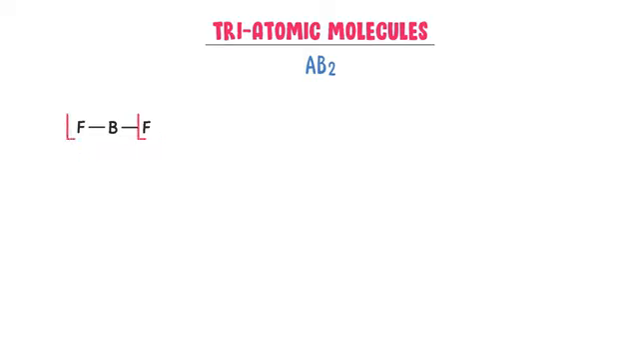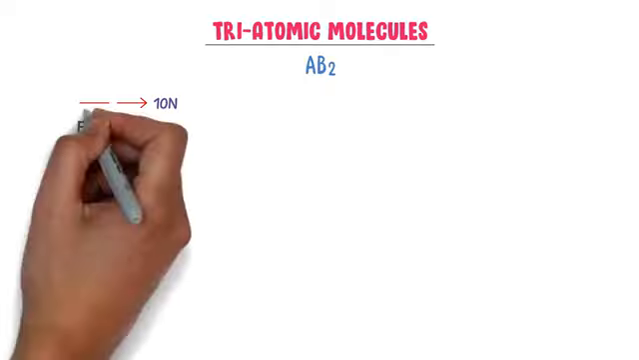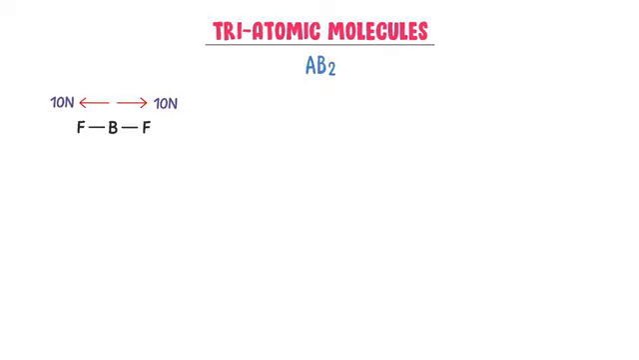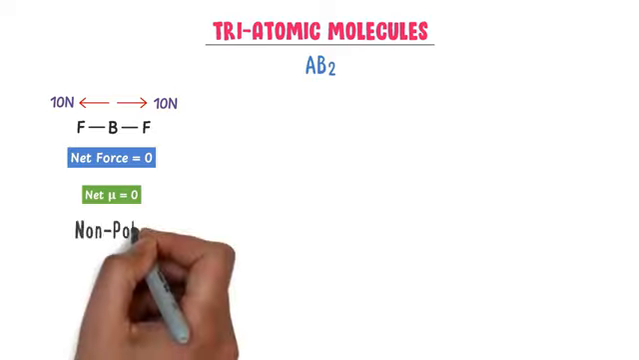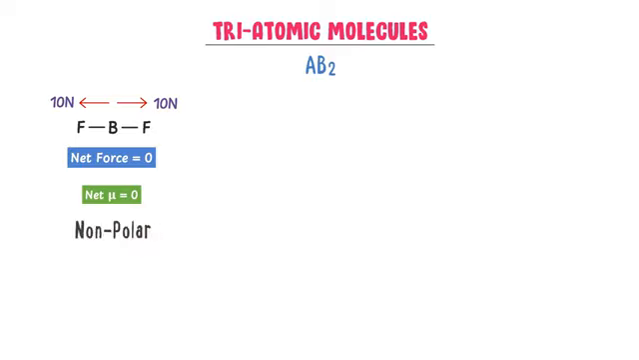Here on both the sides are the same atom, so they will exert same forces on shared pair of electrons. We know that fluorine is more electronegative. Let it exert 10 Newton force in this direction, and this fluorine also exert 10 Newton force in opposite direction. The net force is 0, the net dipole moment is also 0. Therefore we say that this is a non-polar molecule.